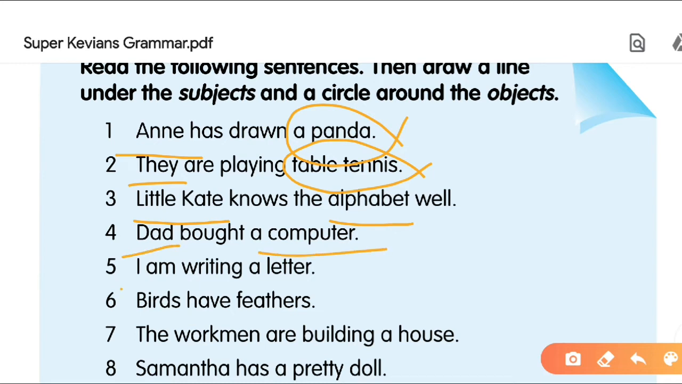I am writing a letter. I is the subject here, a letter is the object here. Birds have feathers. Birds is the subject here, feathers are the objects. The workmen are building a house. The workmen is the subject, and a house is the object here. Samantha has a pretty doll. Samantha is the subject here, and pretty doll is the object here. So you can continue this exercise like this.